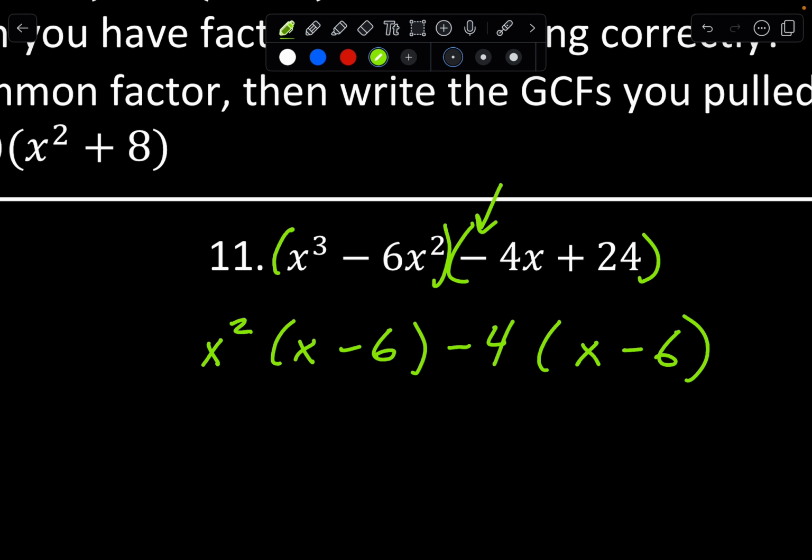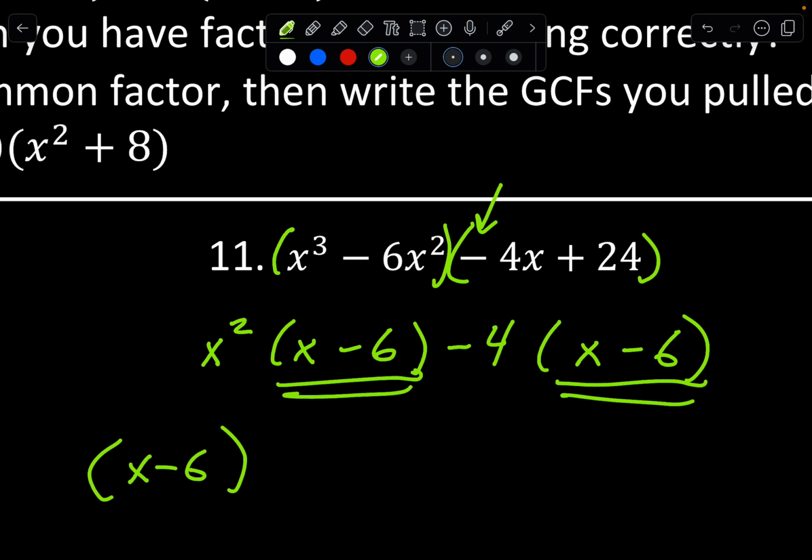Now you'll notice again, when we do this factoring by grouping, I should end up with the same thing twice. Because if I end up with the same thing twice, then I can factor that x minus 6 out. So I take the x minus 6 out. That's one of my factors. And then what's left? x squared, and then a minus 4. So my final answer here would be x minus 6 times x squared minus 4.